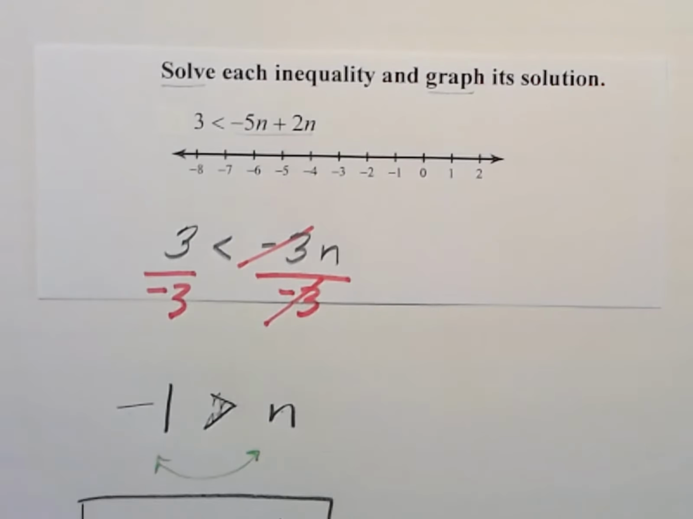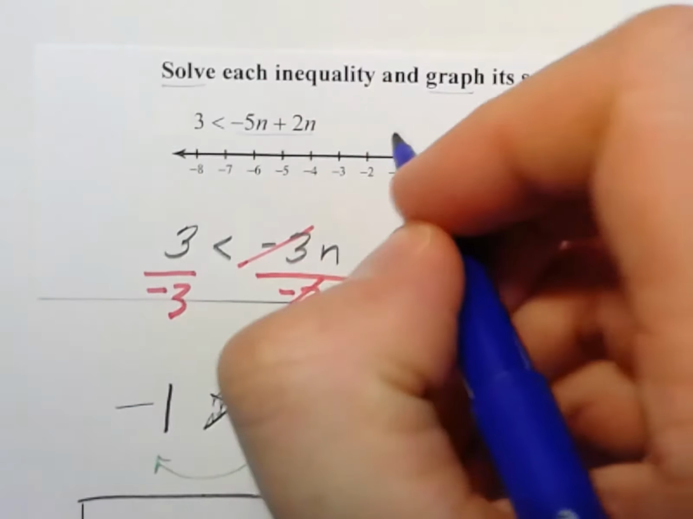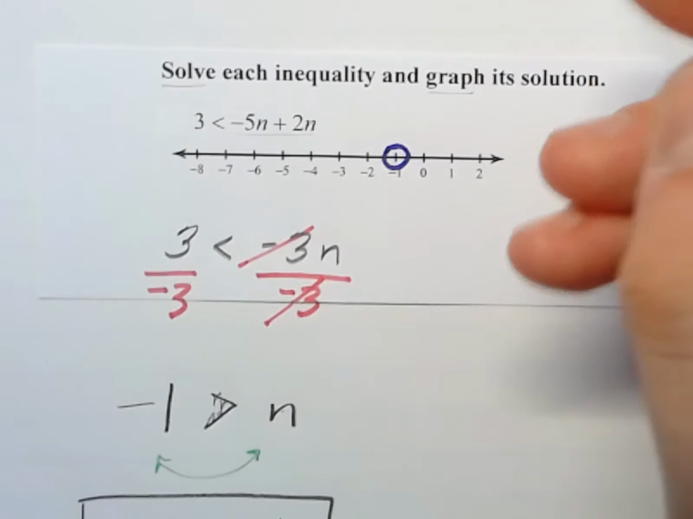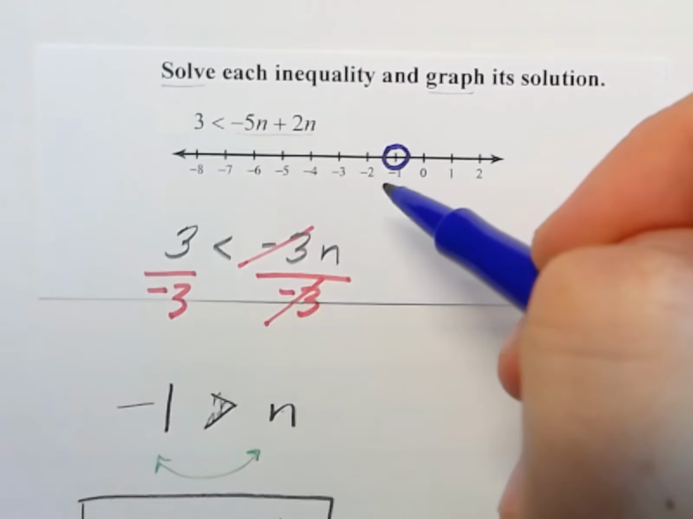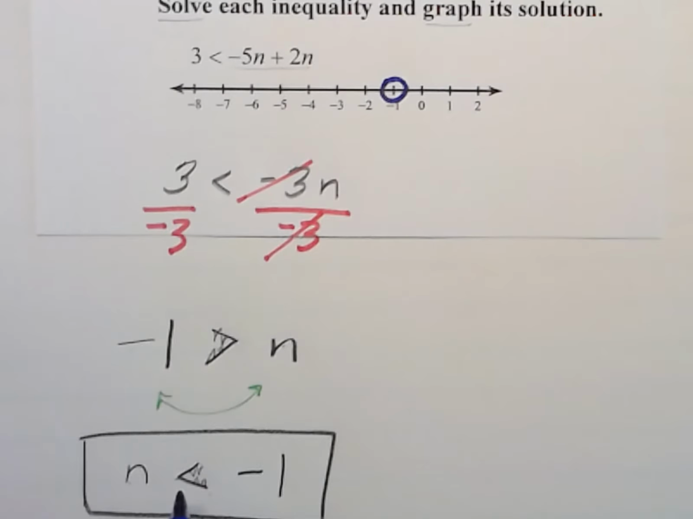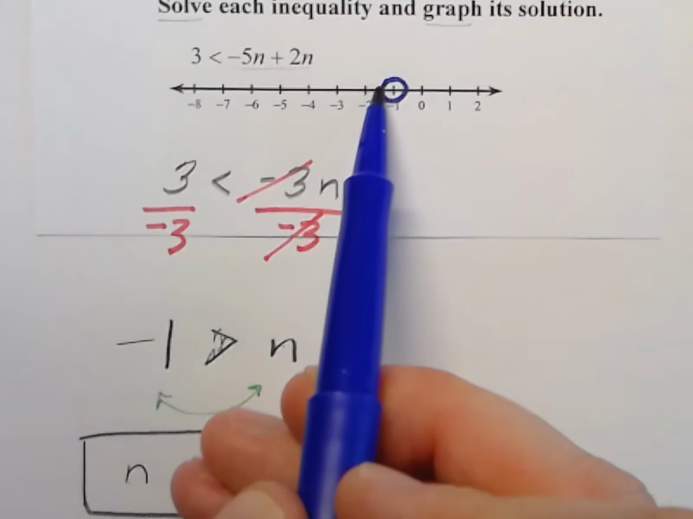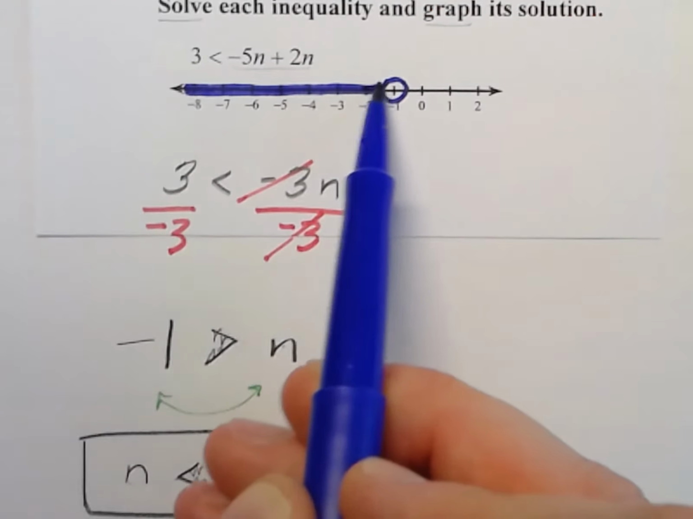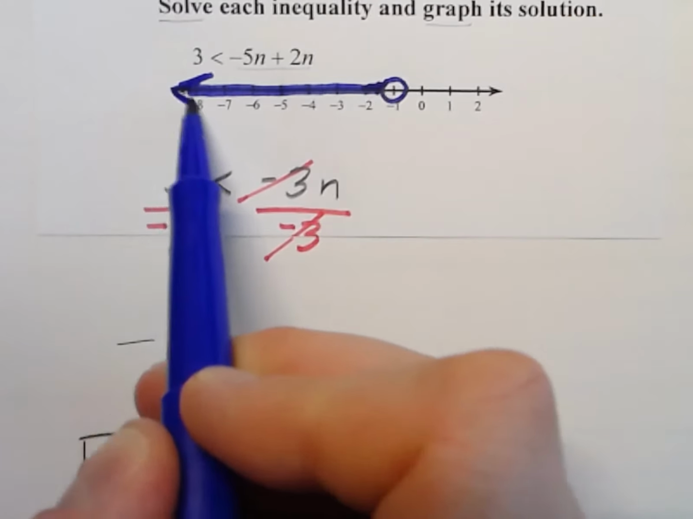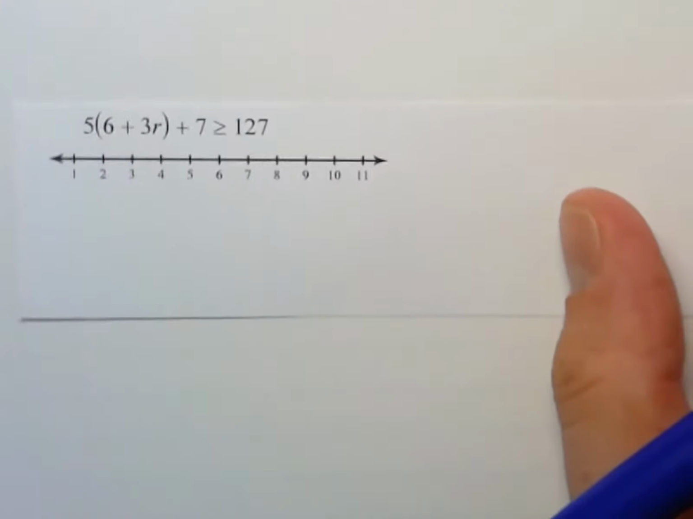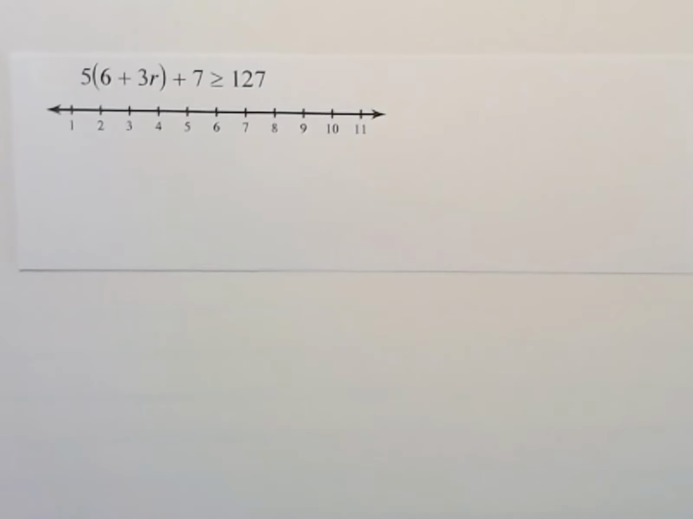So we look at our graph here, we find negative 1, and it is an open circle, right? Because it's not equal to. So negative 1 is not included. But n is less than negative 1. And so if n is less than negative 1, then it is all of this going this way, just like that, right? And then it continues to go forever. So that's our solution. Okay? These are going to get more complicated as we go, so okie doke.